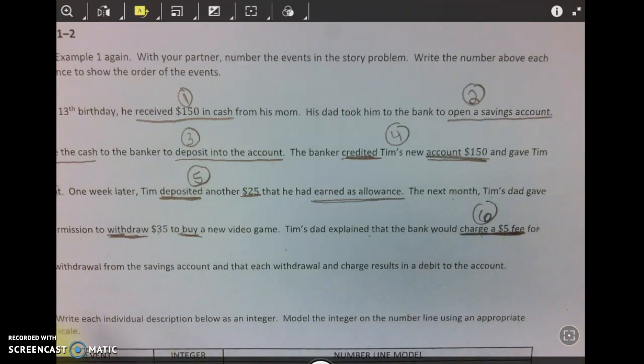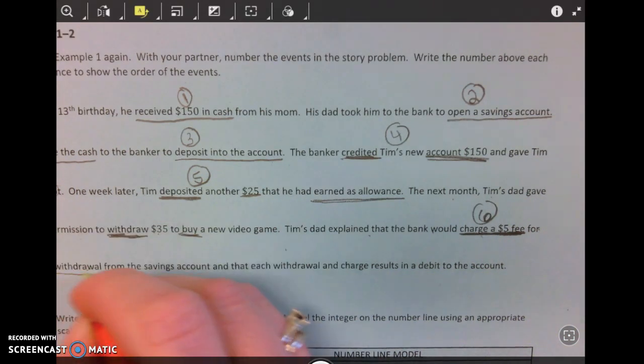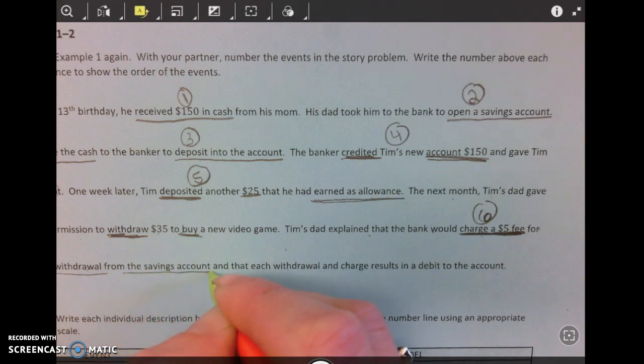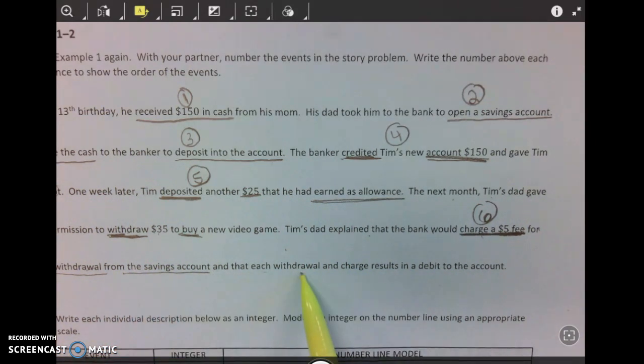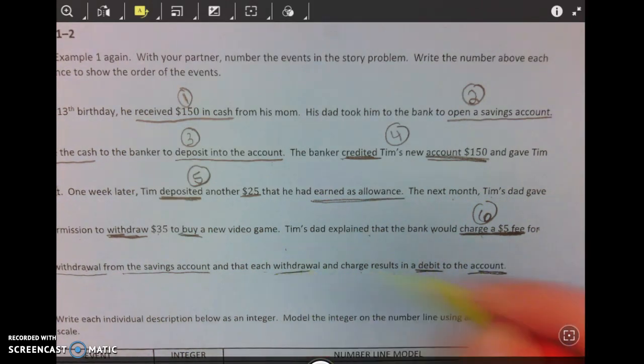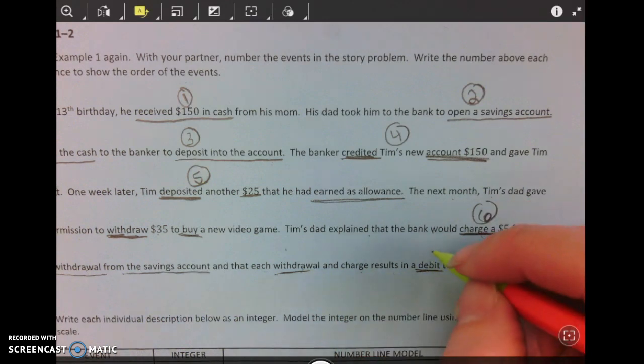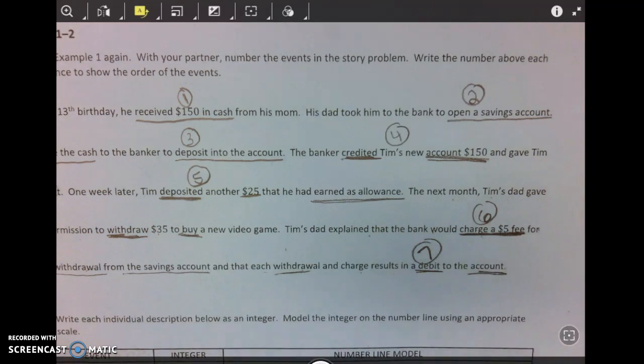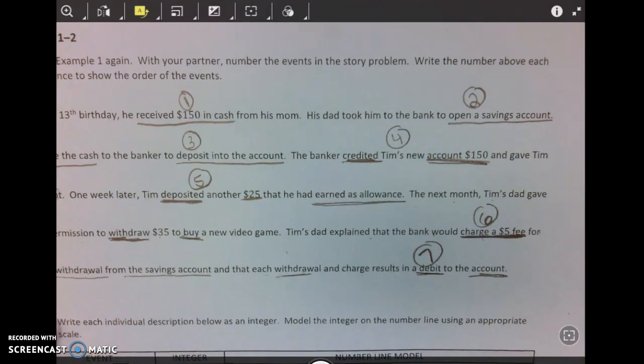Charge a $5 fee for each withdrawal from the savings account. So this is a withdrawal from the savings account, and that each withdrawal and charge results in a debit to the account. So withdrawal and debit seem to be similar. So that is step 7, taking that $35 out. All right.